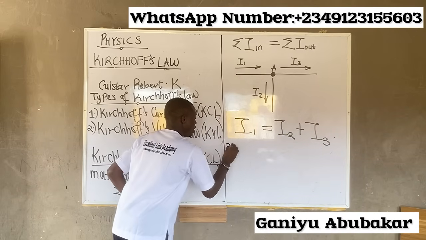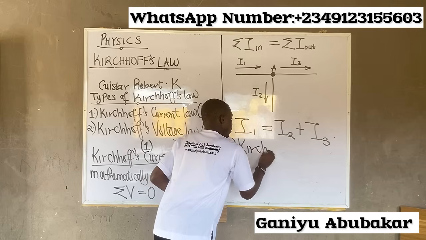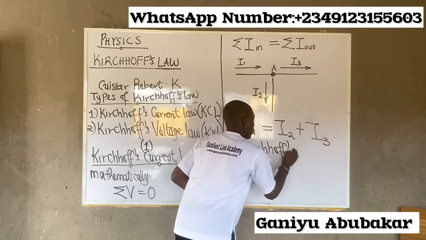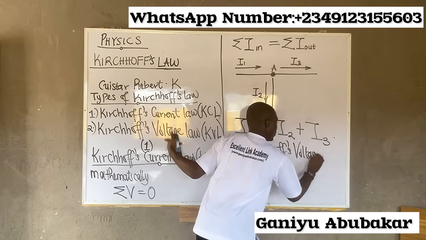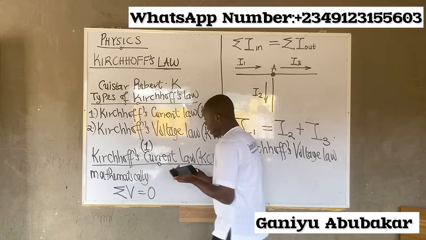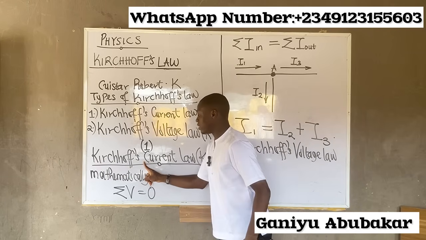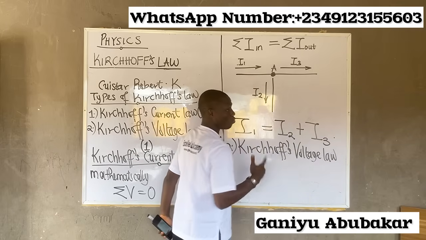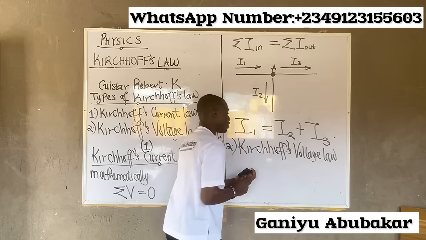So let's look at number two. Number two is called Kirchhoff's voltage law. That's KVL per se. This one is called KCL. Why? The initials: this is K, this is C, and this is L. That's KCL. This one is called KVL. Why? The initials: this is K, this is V, and this is L.